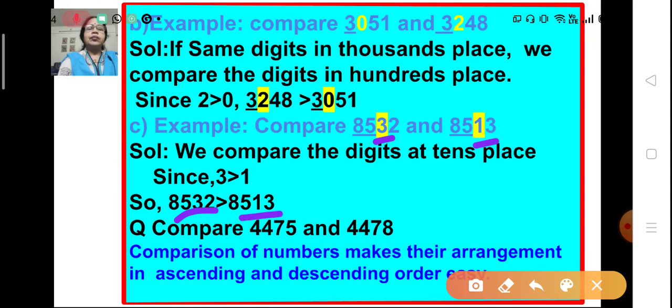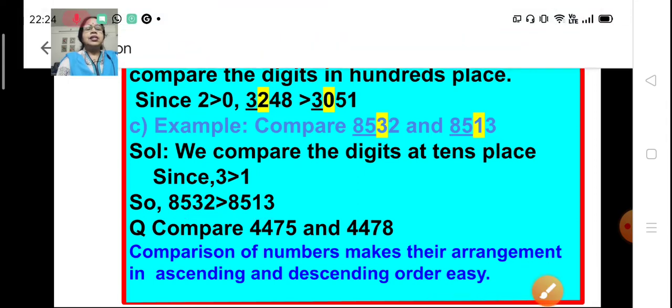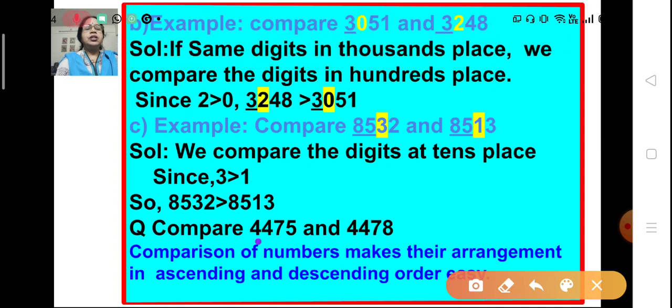8530. So I have given you a question here. Here in this question, 3 digits, that means the digits at thousands, hundreds and tens place, are the same in both the numbers. So how do we compare them? You can see and understand, and you can solve this problem on your own.